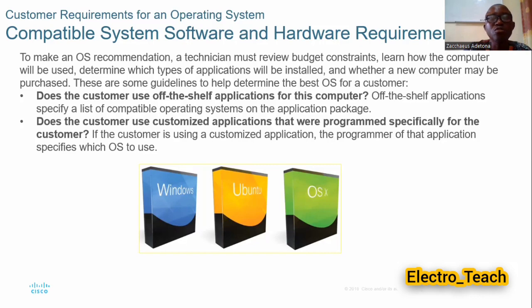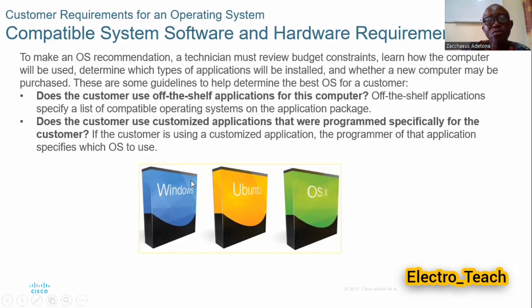Now, some of the things you need to find out more about are these. Question: does the customer use off-the-shelf applications for this computer? That is, application programs that will be bought outside somewhere. Is that what the person wants to use the system for? You need to find out about that. When you find out, you will be able to look at what type of operating system should be installed because of the program the person is going to be using.